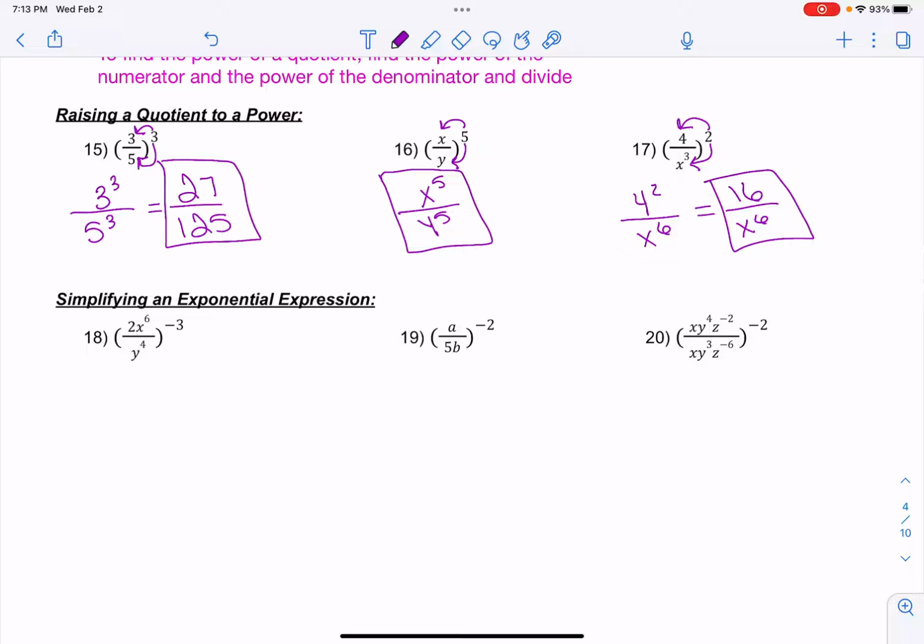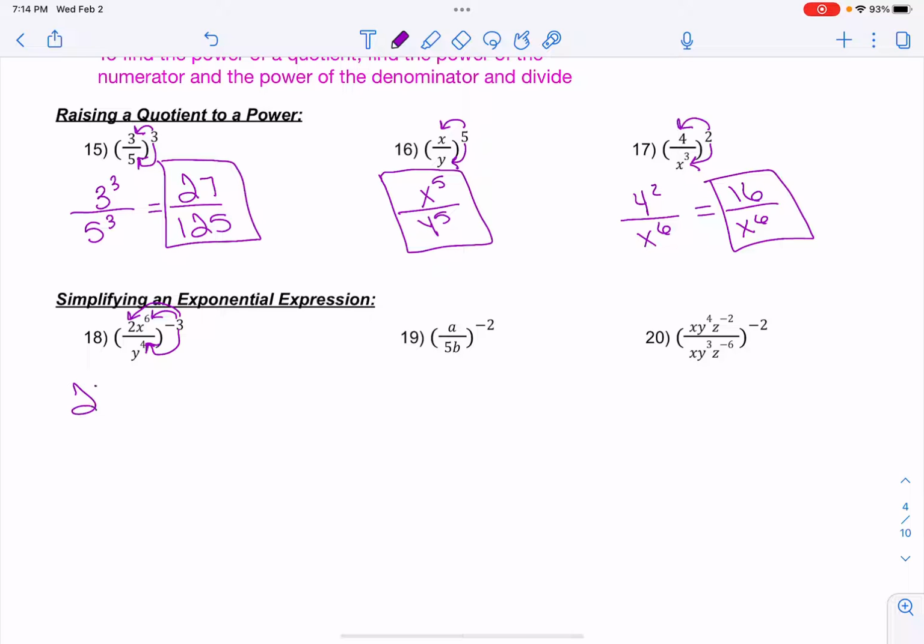And for our last 3 examples, we're going to tie everything together to see how everything works to give us our final answer of simplifying these expressions. For number 18, we have 2x to the sixth over y to the fourth, and all of that is raised to the negative third power. So remember that negative third power goes to everything inside that parentheses, so everything up top, everything down below.